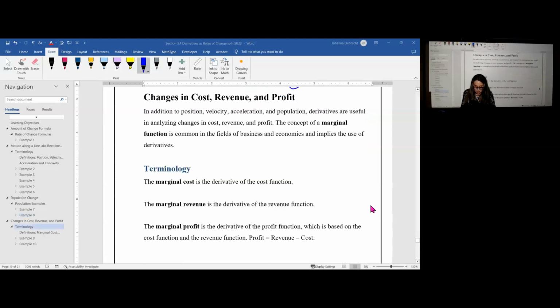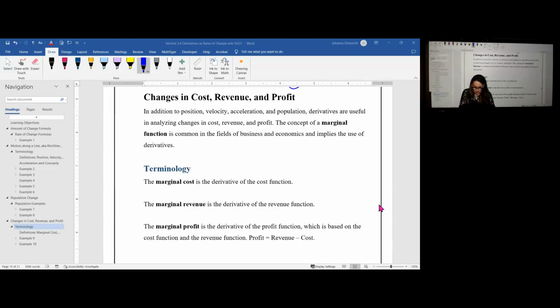Let's now take a look at another application for rate of change as the derivative. This is going to be in business or economics when we consider cost, revenue, and profit. The concept of a marginal function is very common in business and economics. Again, the marginal cost is the derivative of the cost function. And the marginal revenue is the derivative of the revenue function. The marginal profit is the derivative of the profit function. But because profit is revenue minus cost, that means it's the derivative of the revenue minus the derivative of the cost.